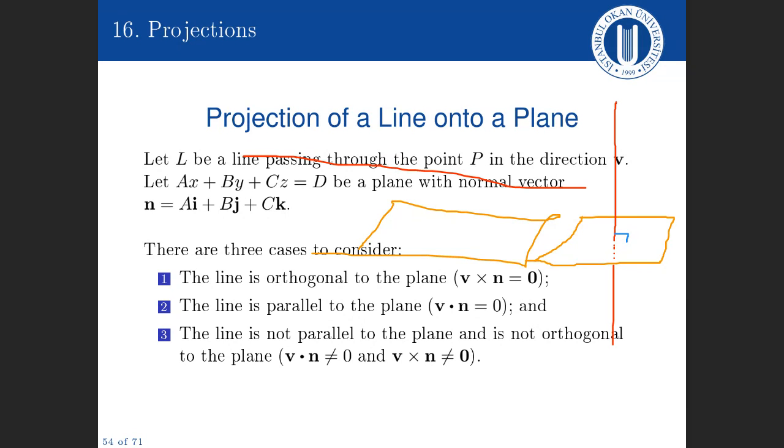And then there's a third possibility. The line is not orthogonal to the plane and it's not parallel to the plane. If it's not parallel to the plane, then it must intersect the plane somehow, and the angle is not 90 degrees. We need to look at these three ideas separately.